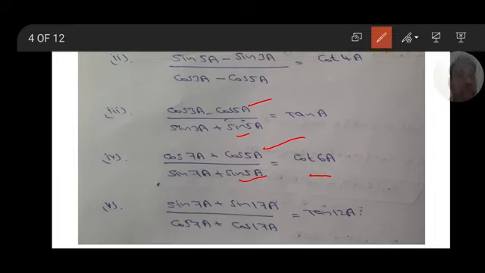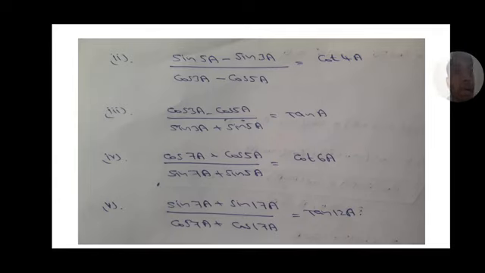Okay, next, the fifth one: prove that (sin 7a plus sin 17a) by (cos 7a plus cos 17a) equals tan 12a. Here the numerator is the sin c plus sin d formula and the denominator is the cos c plus cos d formula, where c equals 7a and d equals 17a. Apply the formulas and simplify, and you get the required answer. These four problems are homework.